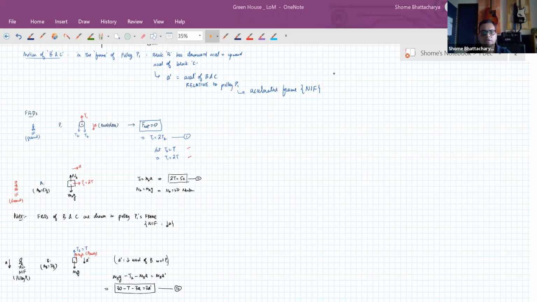So see, the unknown quantities for us are T1, T2, A and A prime. Okay, so we have four unknowns. So we require four equations. Three of them we have got. Now the fourth one will come from the free body diagram of the block C. So just make that yourself and try to come up with the equation. Then we'll solve them.